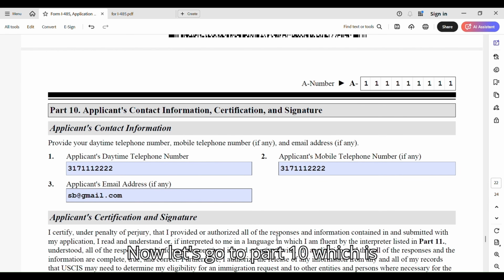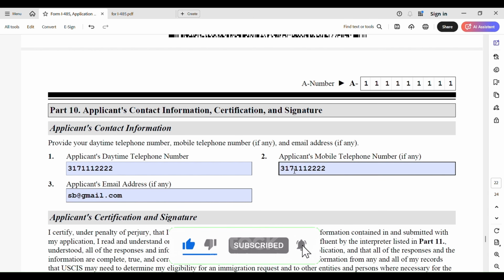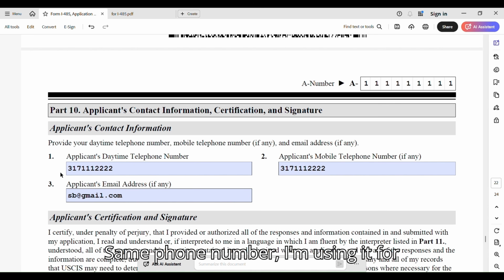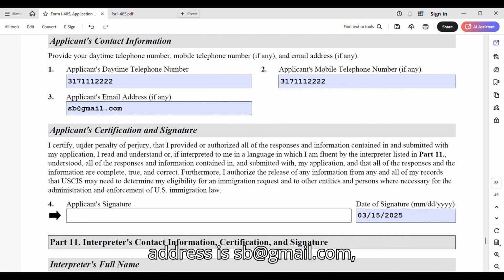Now let's go to part 10, which is applicant's contact information, certification, and signature. Applicant's contact information. Provide your daytime telephone number, mobile telephone number, if any, and email address. Question number 1, applicant daytime telephone number is 317-111-2222. Same phone number, I'm using it for daytime and mobile telephone number. Question number 3, applicant email address is sb@gmail.com.